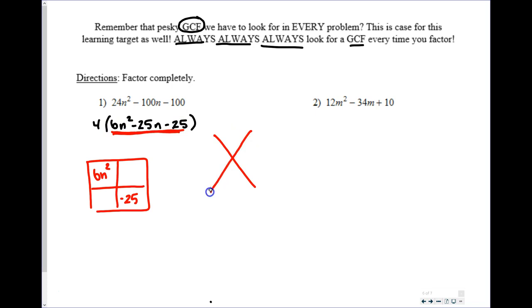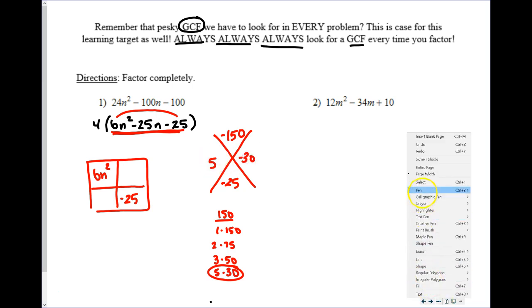So when I make my x, I'm going to do 6 times negative 25 to get negative 150, and then negative 25 on the bottom. Now this may seem like really big numbers, but when you start looking at factors of 150, it's not so scary. 1 times 150, 2 times 75, 3 times 50, 5 and 30, and there I see the relationship right there. I can get a negative 25 from 5 and 30 if I make the 30 negative and the 5 positive.